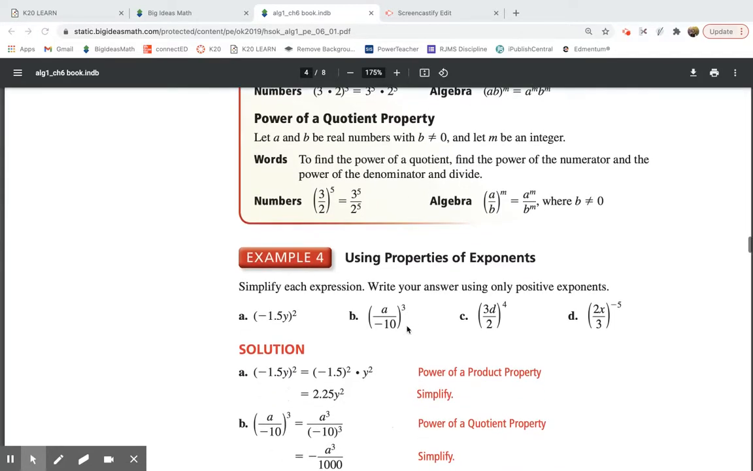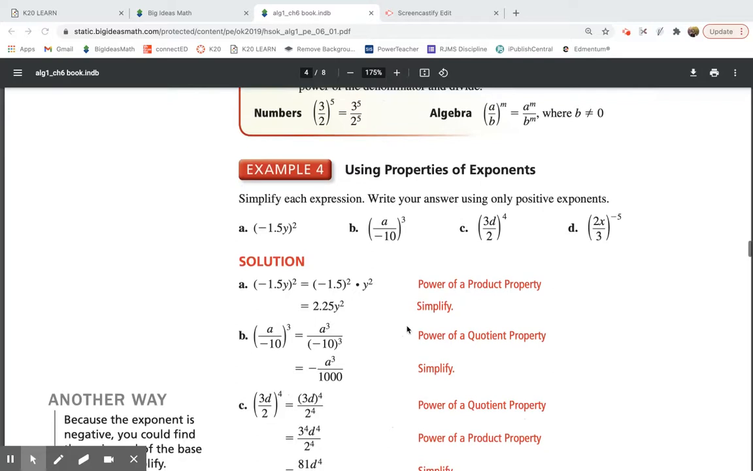Okay, so based on that, let's look at a couple of examples I think will help you make a little bit more sense because we're going to have letters in there. Okay, so we've got 4 examples we're going to look at. So A, we're simplifying each expression and write your answer using only positive exponents. Okay, we're just simplifying because that means we're not going to be able to get one final answer. It's going to have several things in it.